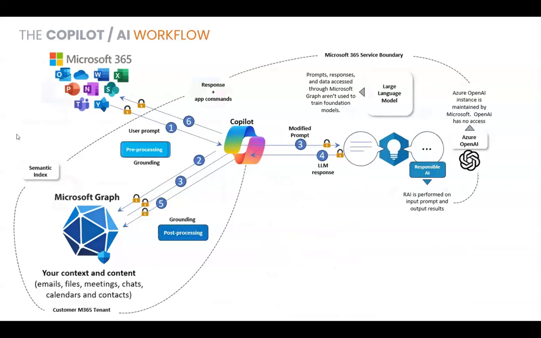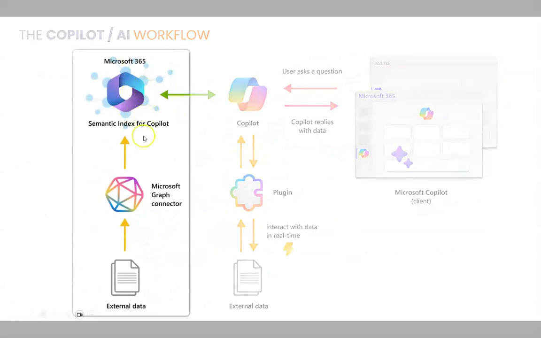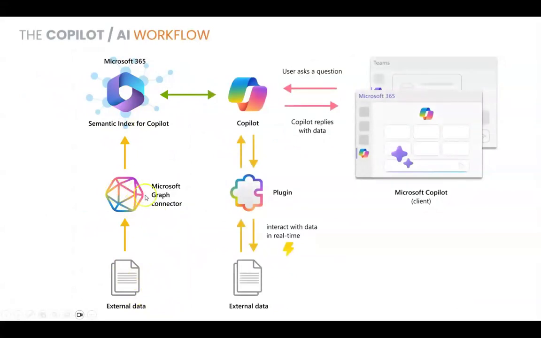If you think about it, essentially Copilot is twofold. It goes out and uses that semantic index for Copilot, which brings in either external data to your graph connector or your graph connector to your Copilot existence.